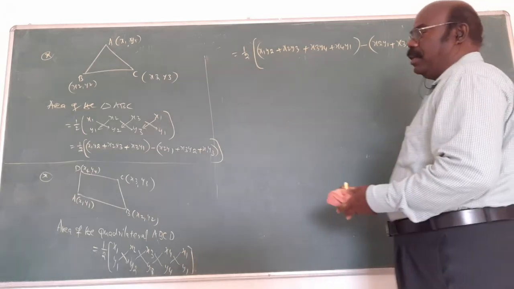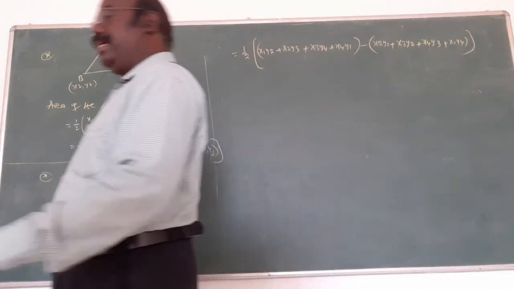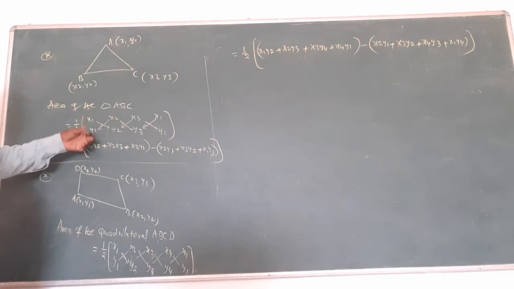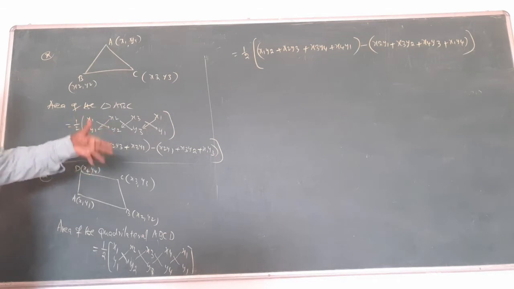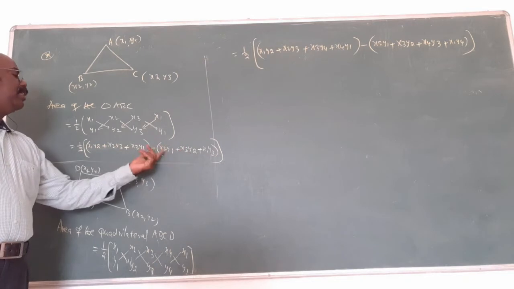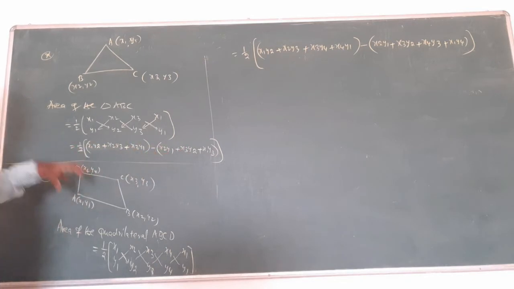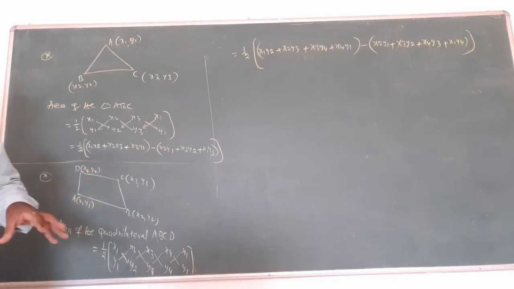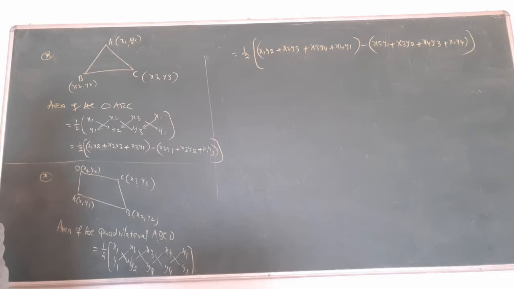This is the problem. If 3 points are given and the area of the triangle is asked, this is the formula. Inside x1, y1, some numbers are given. Substitute the numbers, then cross multiply, again cross multiply this way, adding, subtracting, dividing. If it is 4 points, it is the same way. That's the important idea. By using this formula and this formula, there are so many problems in the first exercise.